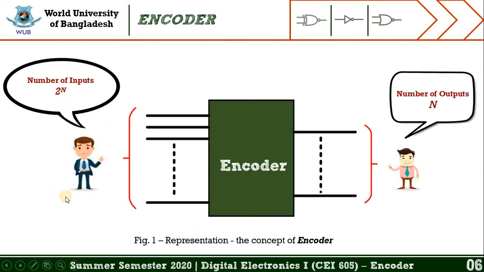From this slide, we notice that there is a figure which represents the concept of encoder, which we have already learned from the previous slide. If you see this figure, you can find on the left side there are 2 to the power n number of inputs, and on the right side there are n number of outputs. So let's move into the next slide.